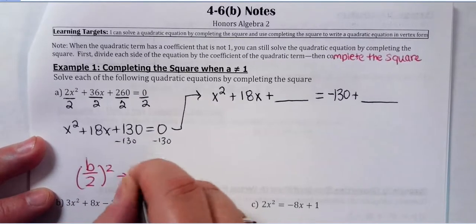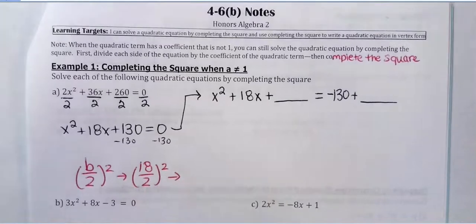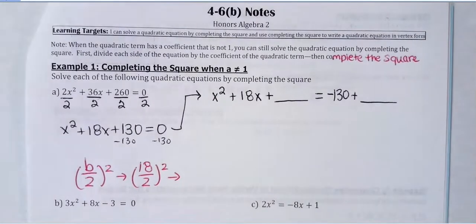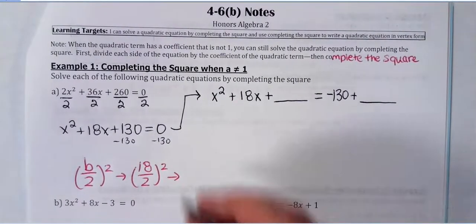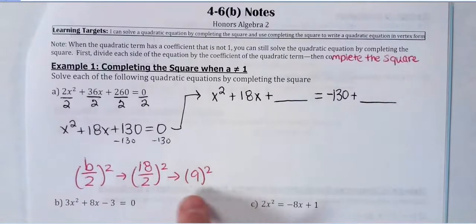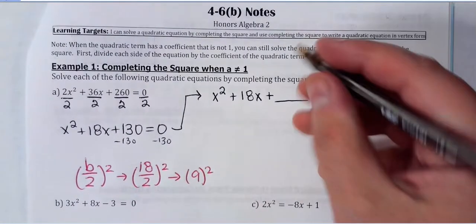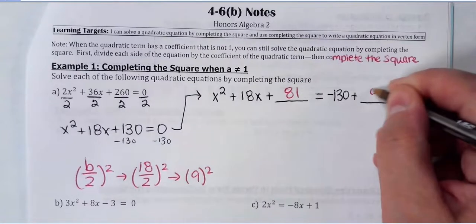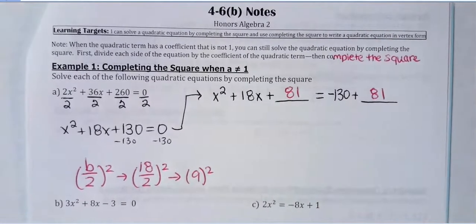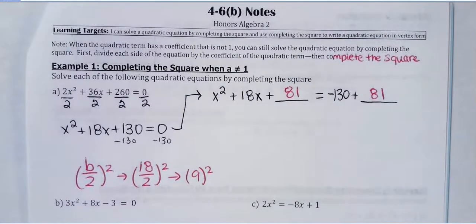Perfect, 18 over 2 squared. Now, if you can, you might just think about 18 divided by 2, which is 9. So I'm going to square that. That's what I'm going to add to both sides. So that would be 81. The reason I like to write that out is because I promise you, whatever you square is going to be in your factor.